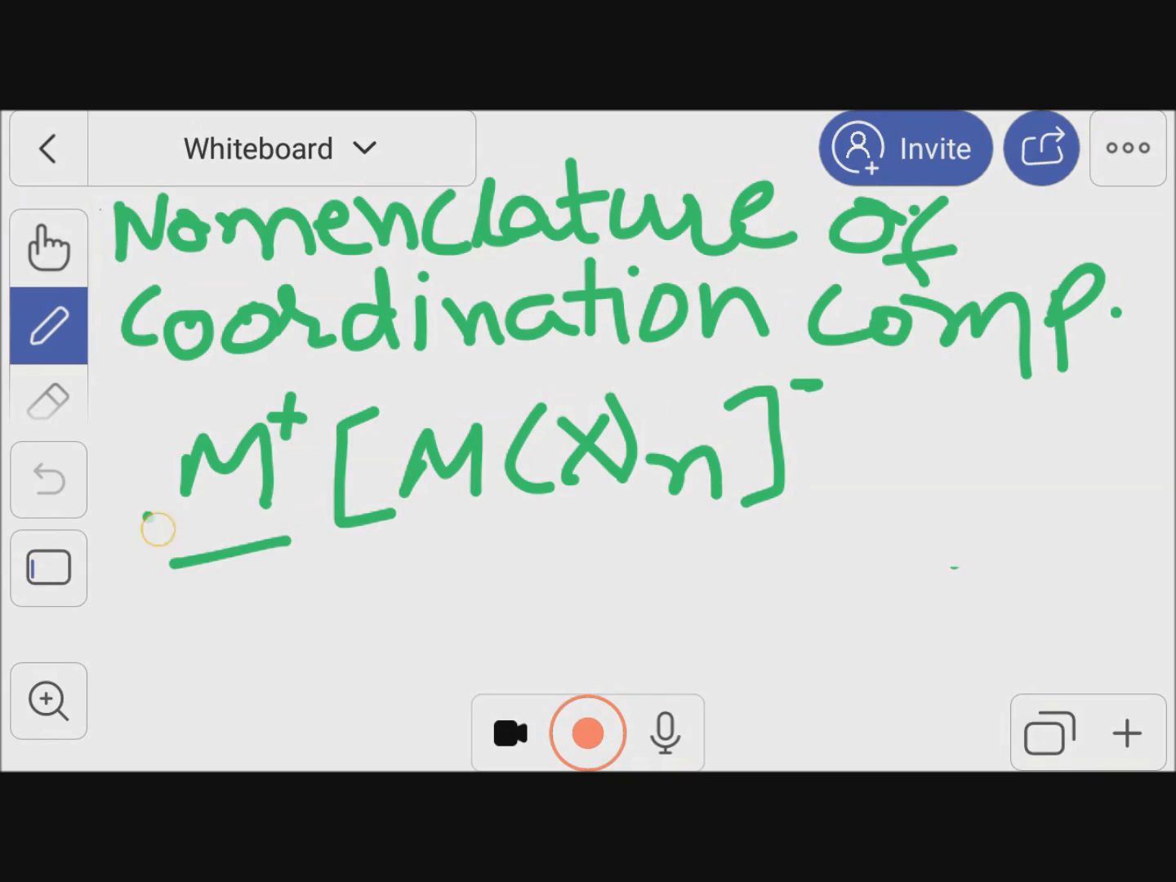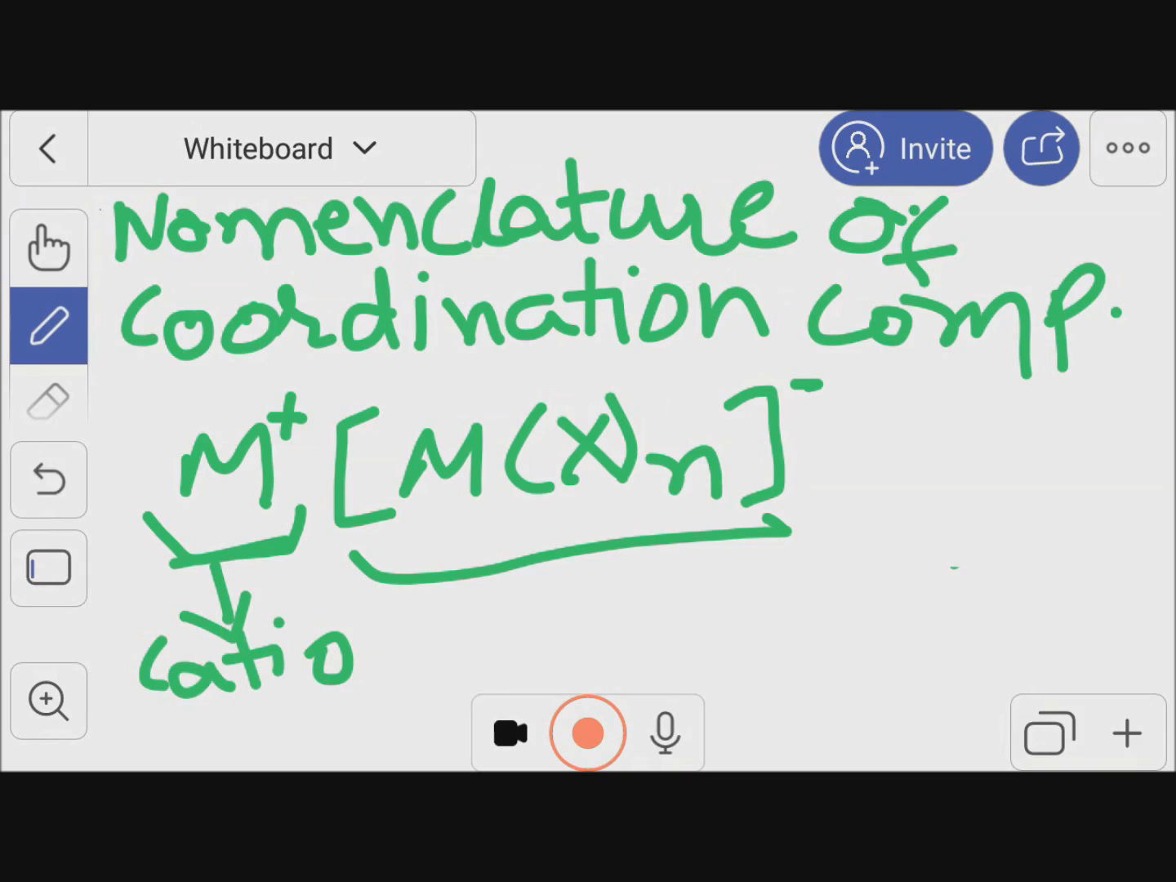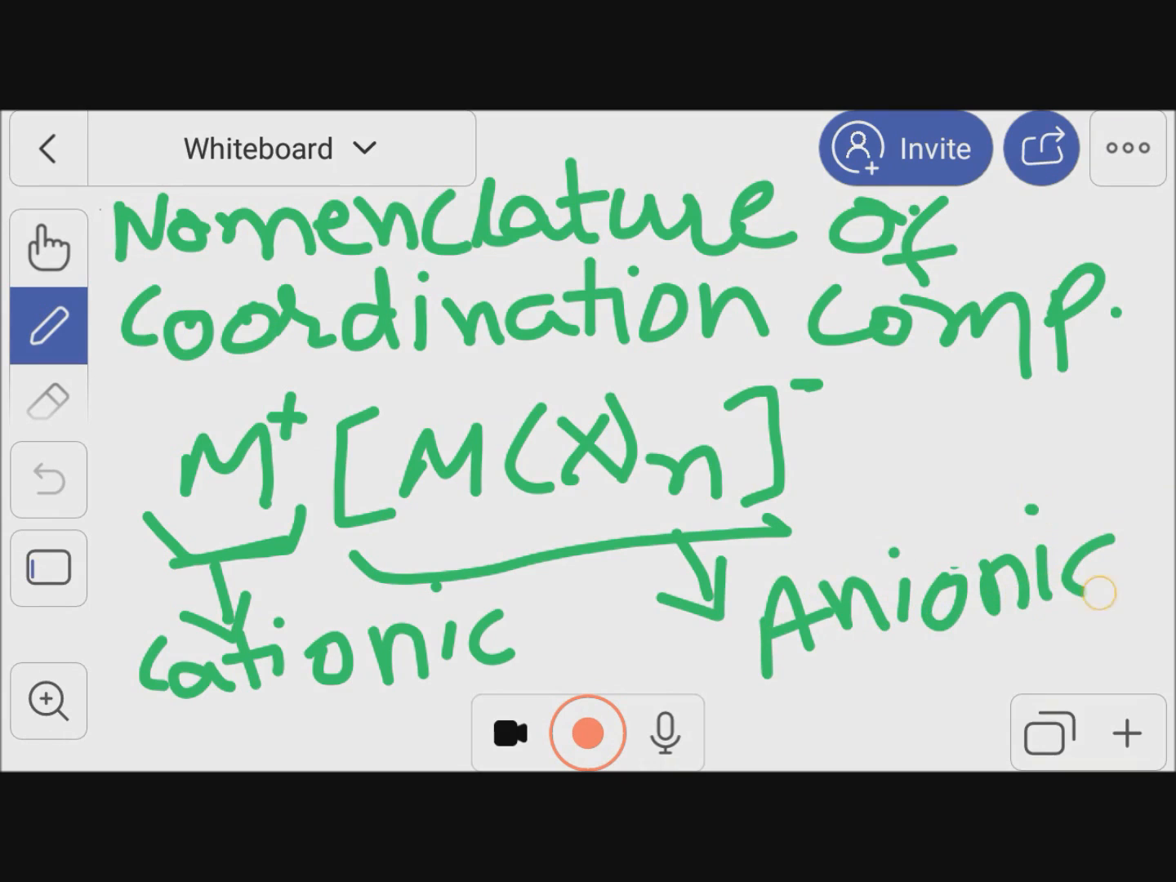First one is the metal ion, and the second is the coordination sphere. This M positive is the cationic part, and this coordination sphere is the anionic part. These two metals may be different or the same. X is the ligands which are directly attached to the central metal ion, and N is the number of ligands attached to the central metal ion.